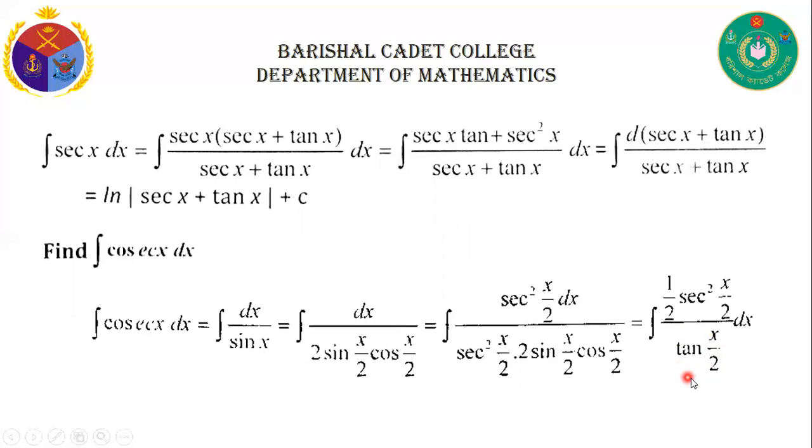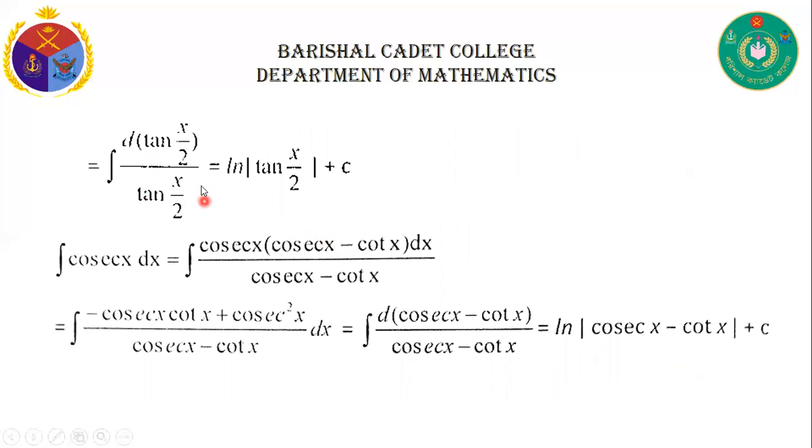Now we take tan x by 2 as z, and the differentiation of this is 1 by 2 sec square x by 2. So it is f of x and it is f prime x. So again we have the same formula, ln of tan x by 2. So boys, you see that all the problems we solve using only one formula, that is the integration of 1 by f of x into f prime x dx equal to ln of f of x.